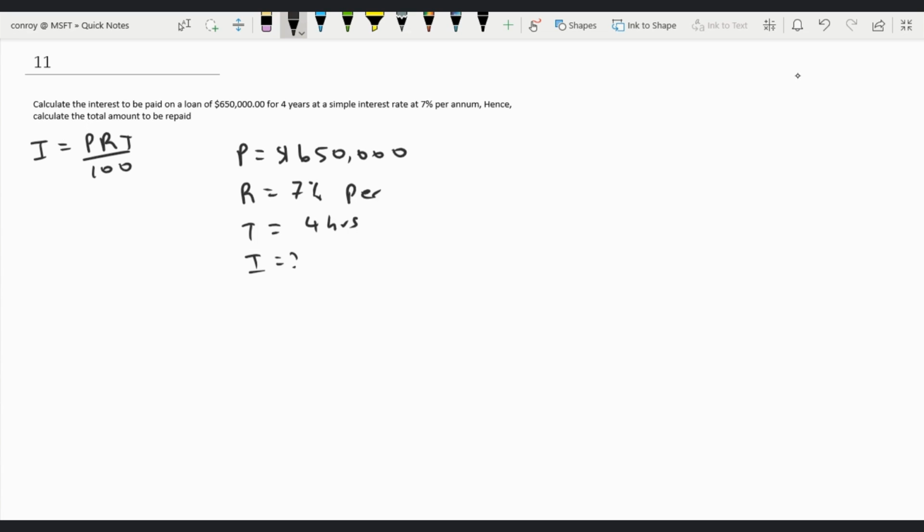All right. So in setting it out, it's equal to 650,000 times our rate and our time. This is over 100. We're able to cancel zeros in our denominator with zeros in our numerator. Multiplying this figure across, we would get 182,000. And let me just double check.